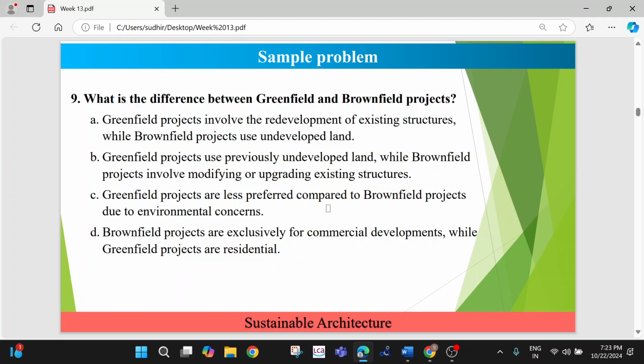Here is the ninth question. What is the difference between the greenfield and the brownfield projects? Out of the four options, which will be the most suitable answer for this question?